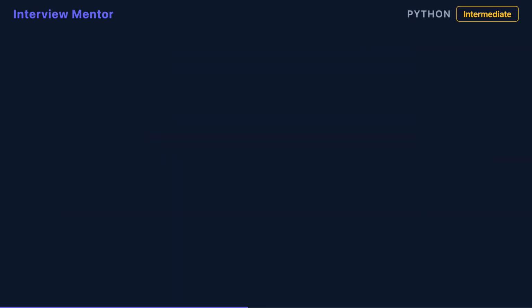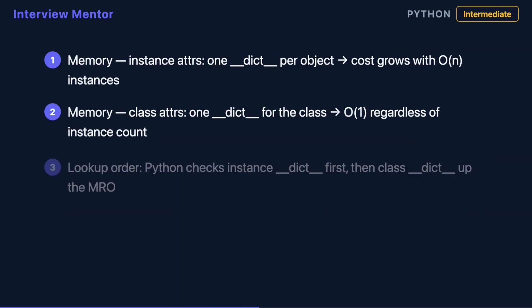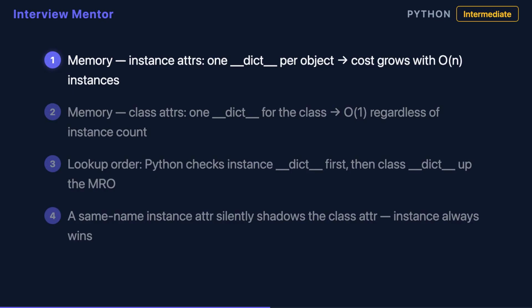0 duplication. This has 2 practical implications. First, memory. With thousands of objects, class attributes are far more efficient. 1 value stored once versus 1 copy per instance.